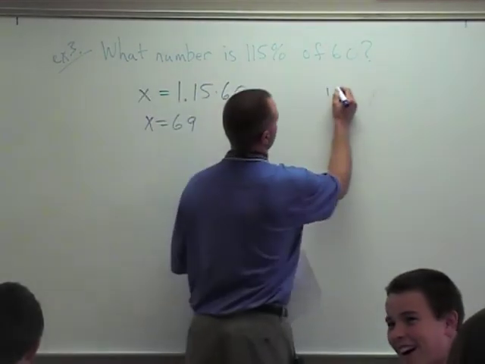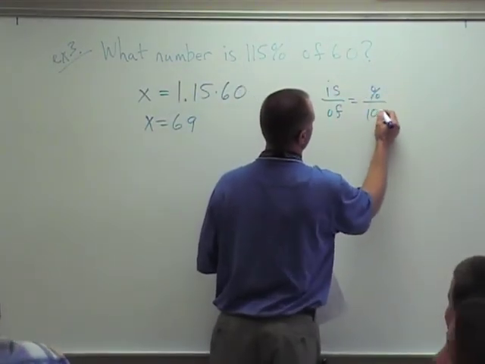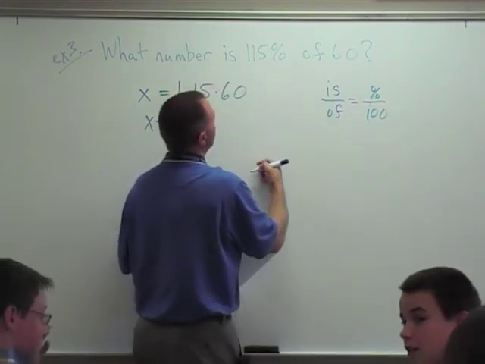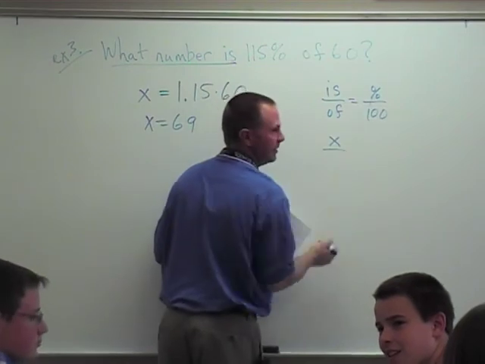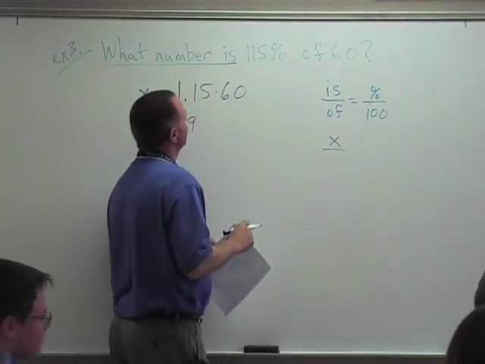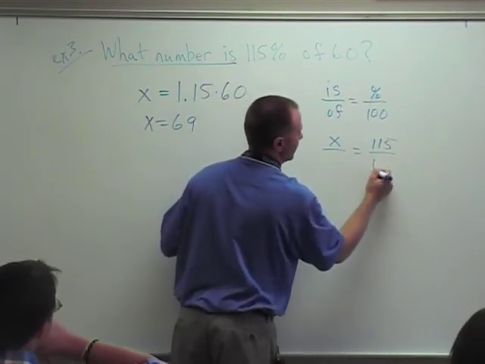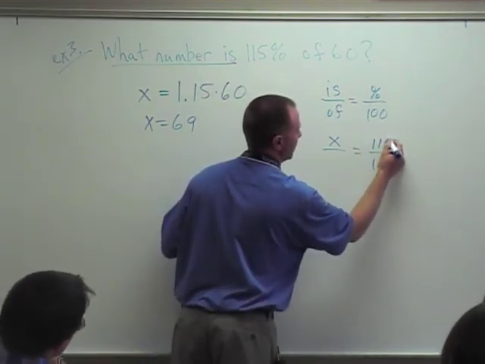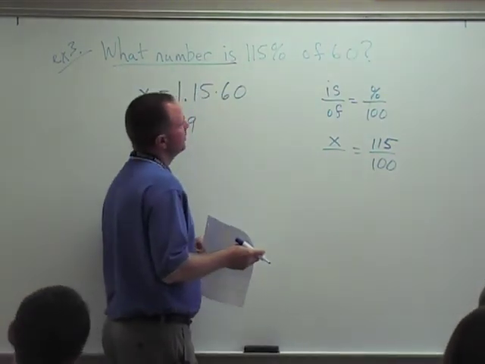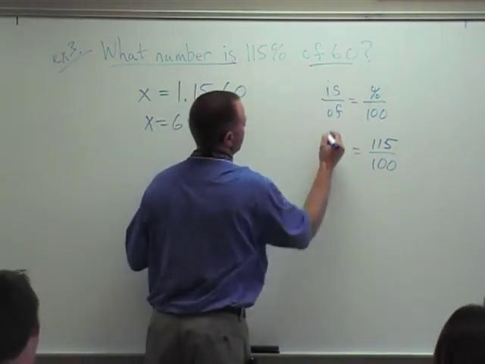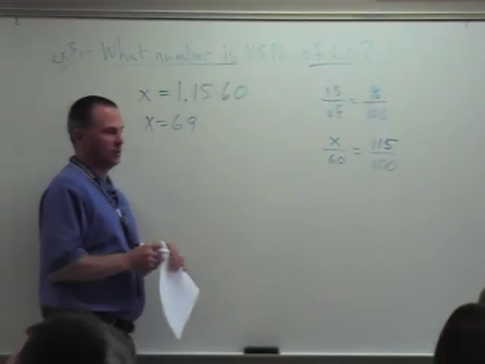Alright, if we do this over of, what number is? That's your is. So we don't know what is. So we do have the 115%. Notice I didn't move the decimal when I'm writing in the fraction. You don't. 115 hundredths of 60. And you would cross multiply there, and you'd get the actual answer.